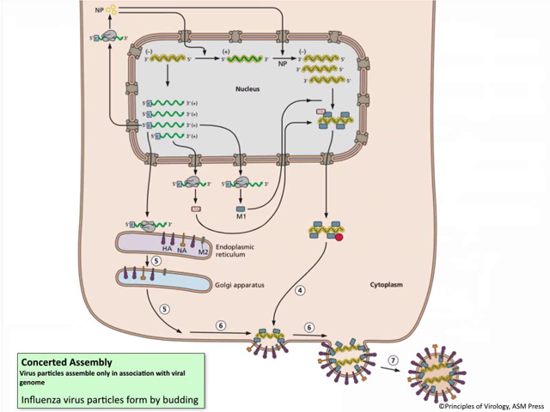And we'll look again at the details of how this happens. But now we can distinguish two kinds of assembly: a sequential assembly line type of process, and this concerted assembly where it happens all at once.